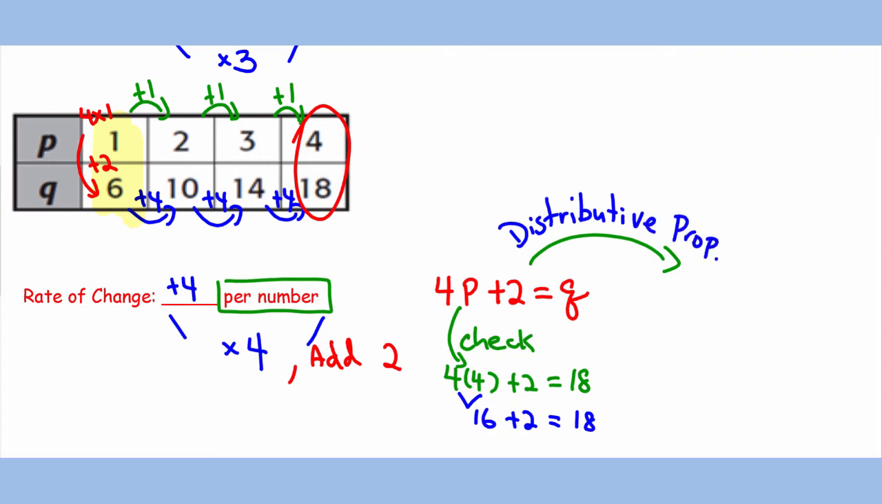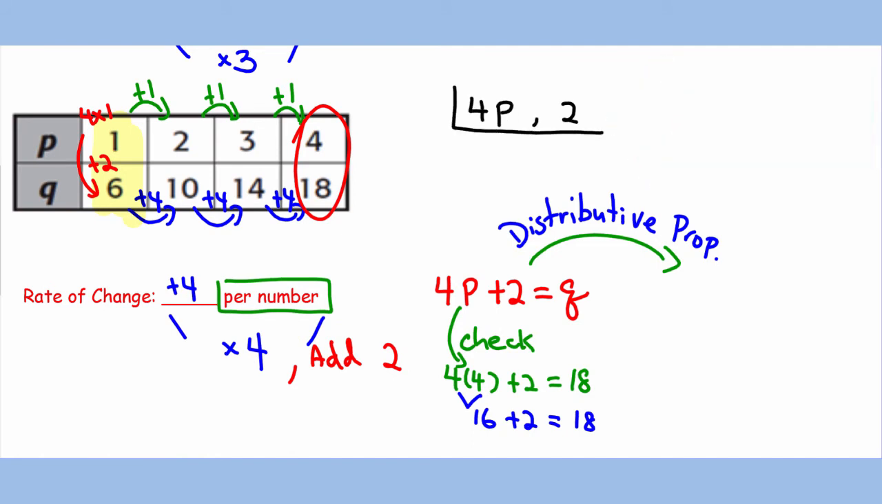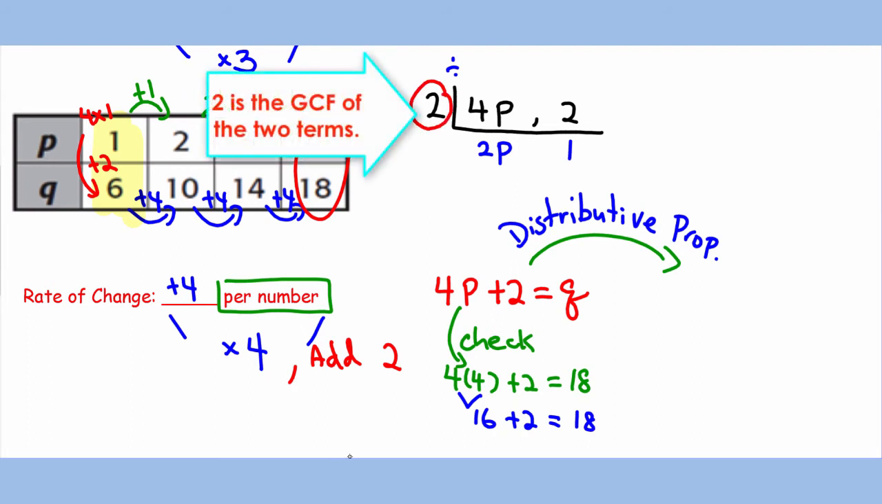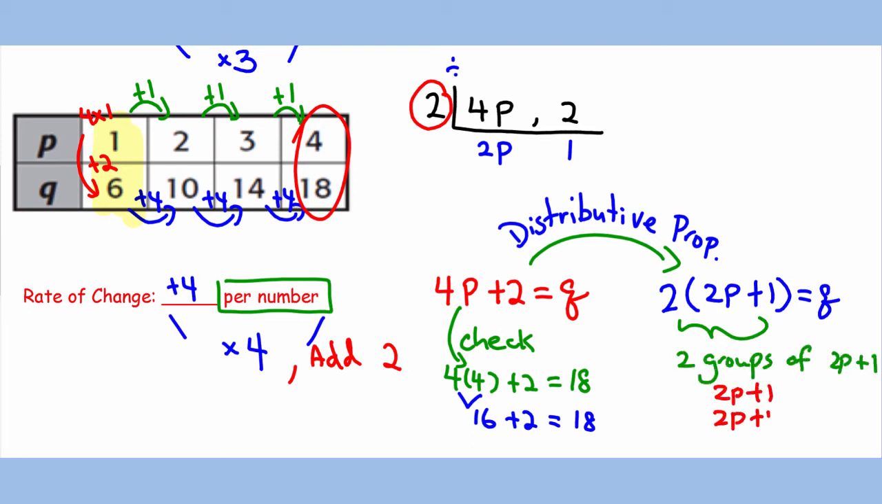Let's go back and review some old math that you have learned, the division method, which this time we'll be using the 4p and the 2. From the 4p and the 2, notice how you can factor out 2 from both, bringing 4p down to 2p only because you divided by 2, and 2 down to 1. Since we can factor further, this is a number that's factored out from the 4p and the 2, leaving us the new equation as 2 groups of 2p plus 1 equals q. And if you put them back together, you will get 4p and 2.